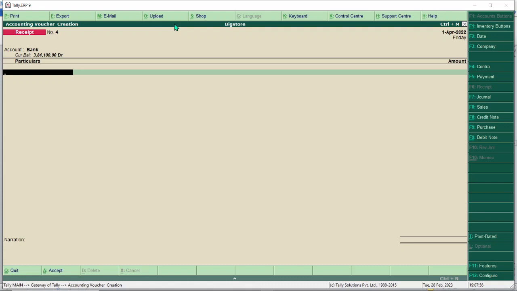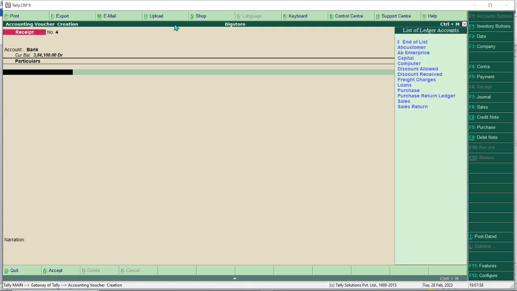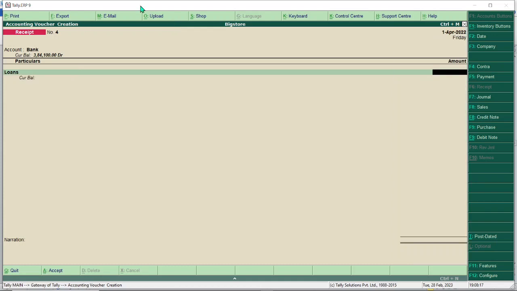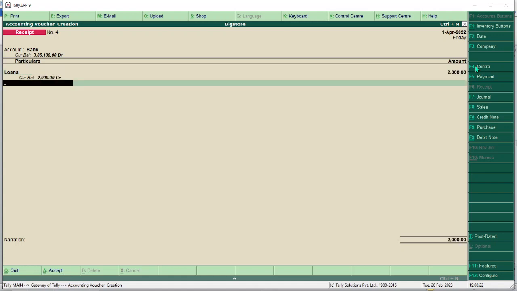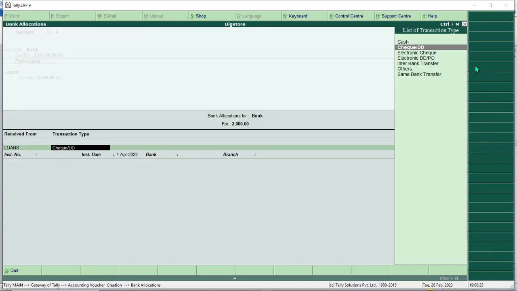Okay, so now I select here from which company, from where I take loan. I select bank and then I select the ledger, loans ledger. Here I select amount. Suppose I take 2000 rupees loan, in the form of cash or check.